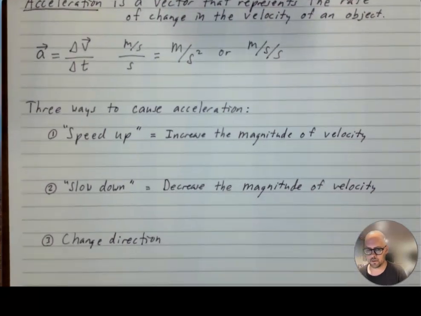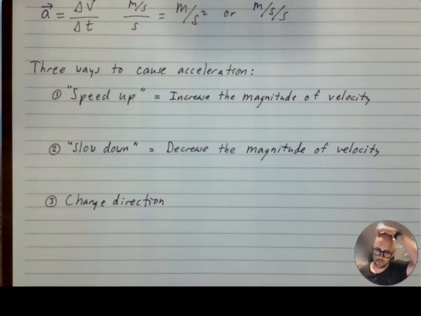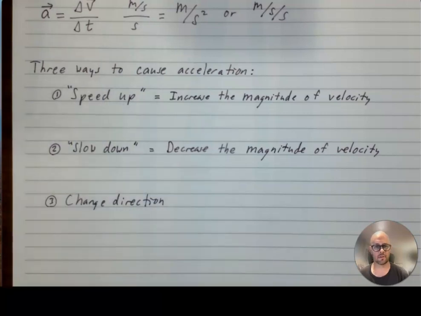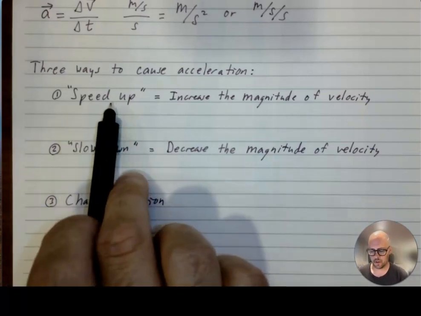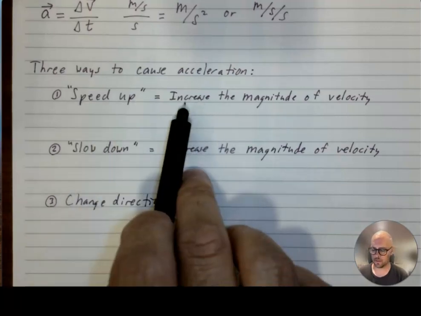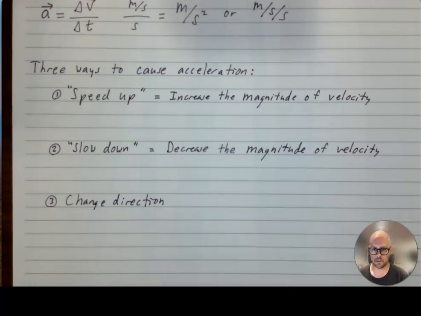Okay. Now, acceleration can happen in one of three ways. And again, acceleration is difficult, so there's some stuff that's not necessarily intuitive. So there are three possible changes that an object can have that represent acceleration. Speeding up is the first one. And when we say speed up in physics, we mean that the magnitude of the velocity has increased.